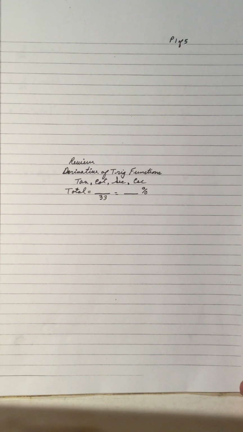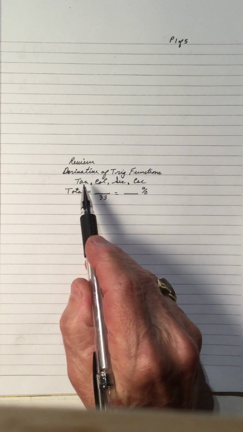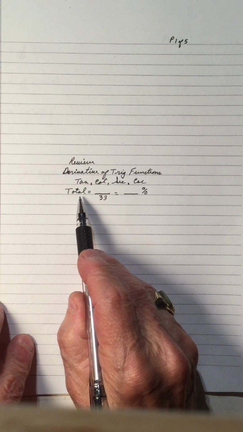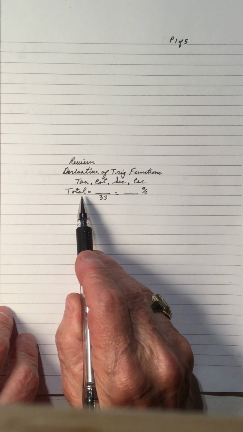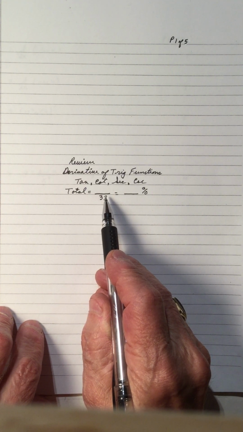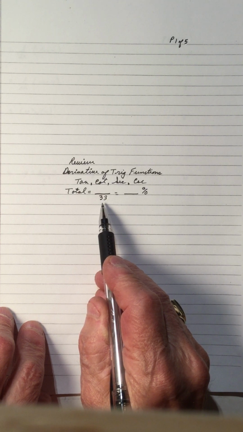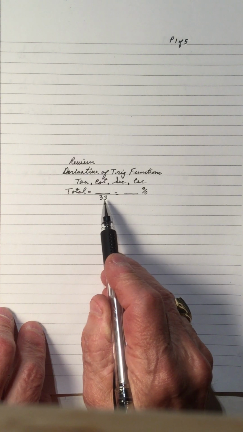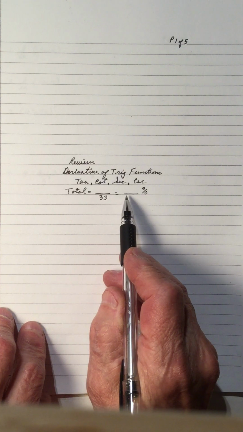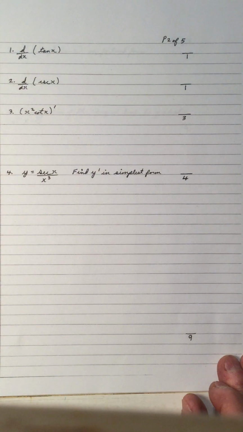Hi, welcome to my video on the review of the unit on derivatives of trig functions: tan, cot, secant, cosecant. As in all my reviews, you can treat it as a quiz, and this quiz could be marked out of 33. When you get all your questions done, give yourself a score, total up each page, and you get it out of 33. You can change it to percent by dividing the denominator into the numerator and moving your decimal two places to the right. Here we go. Let's do the review.